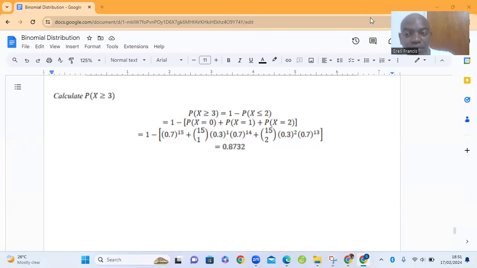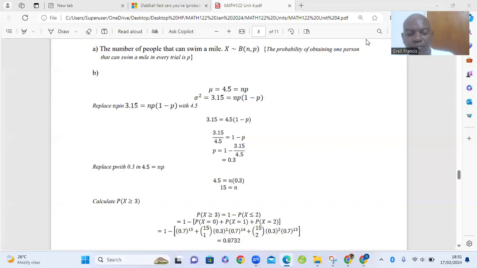0.8732. And here we have both A and B, the solutions thereof in their entirety.